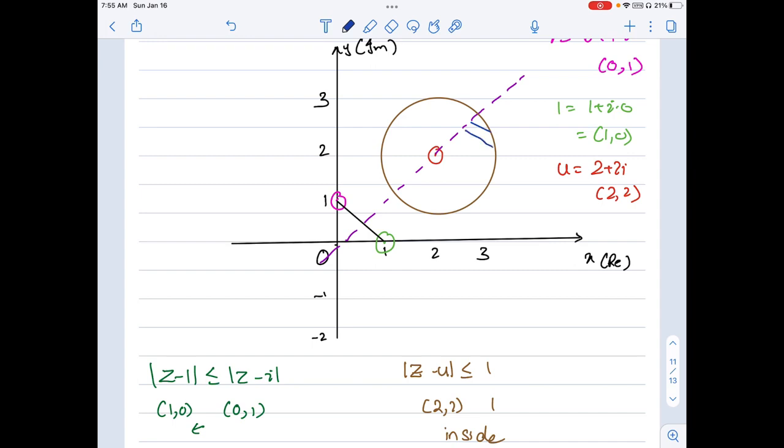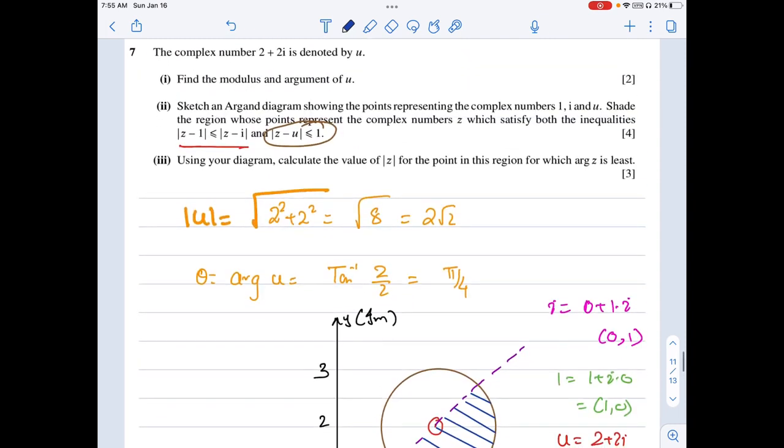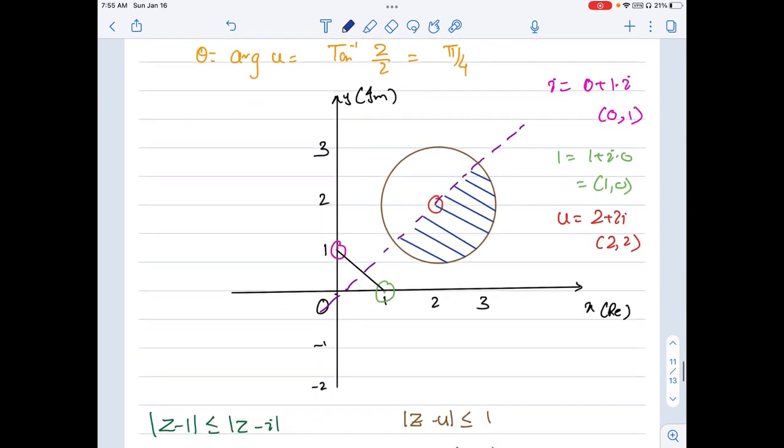This is the shaded region, which is inside the circle and also towards (1, 0). This is going to be the shaded part. That's it. Now coming to the last one, using your diagram, calculate the modulus of z for which the argument of z is the least. Argument of z is the least.